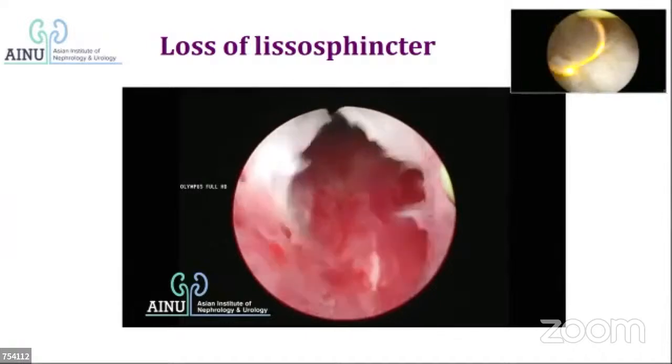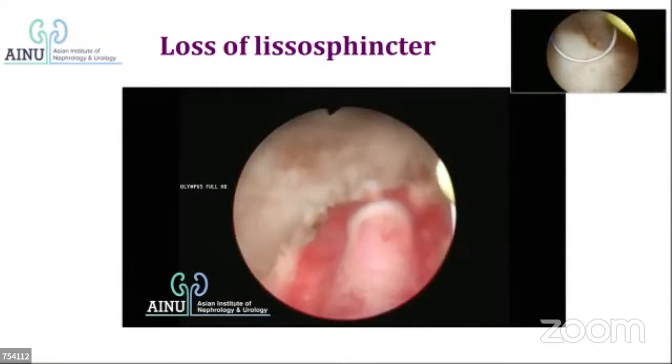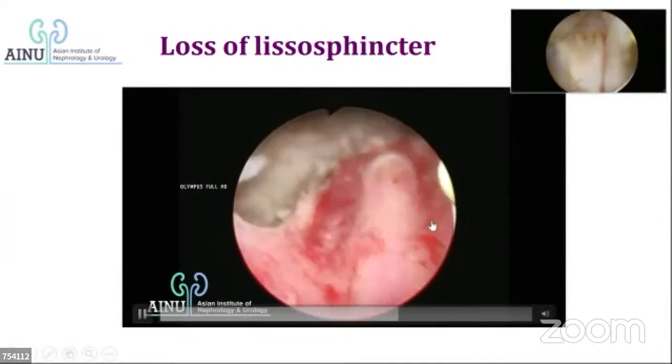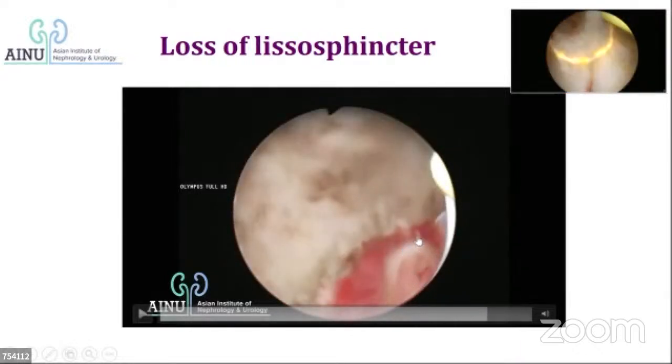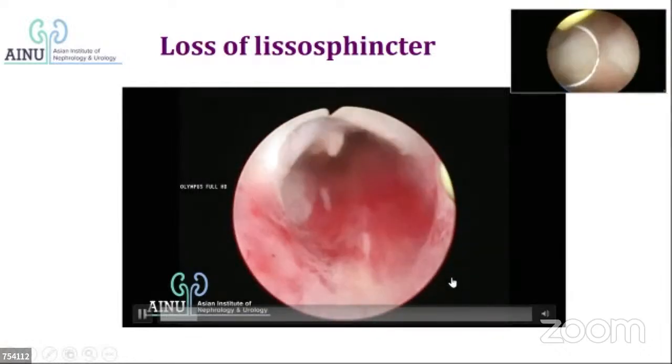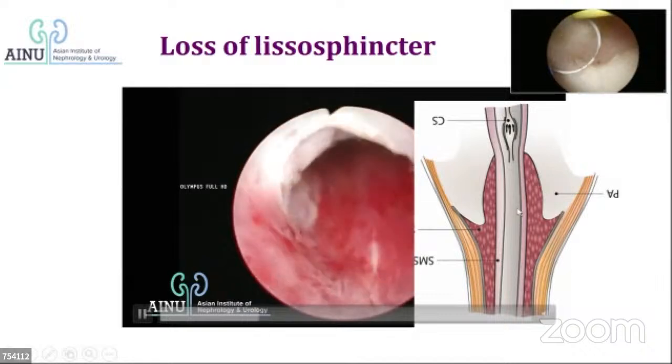The minimum requirement of length is around 1.5 centimeters, which is necessary. If you have a 1.5 centimeter length of mucosa intact between that area and the perineal diaphragm, the continence is definitely assured, which is not there in this case. This is what we are talking about.